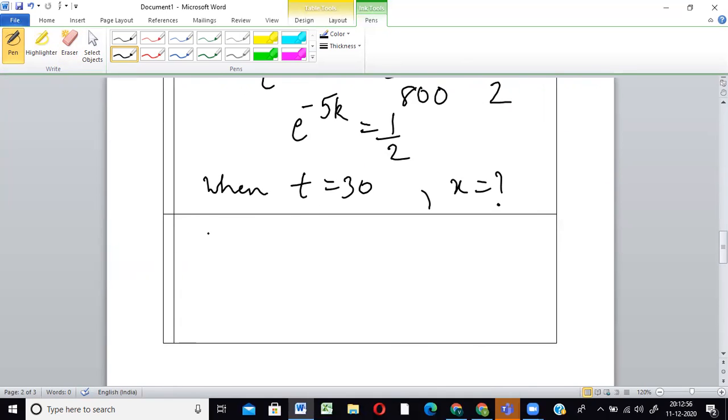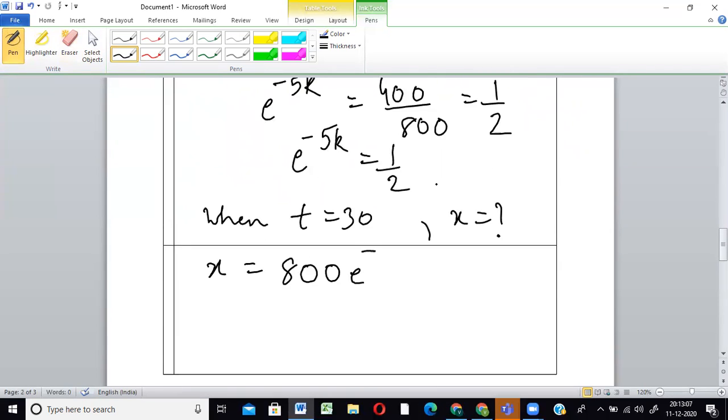We'll substitute everything. x is nothing but 800 into e raised to minus, what did we have? 30k, right? We have e raised to minus kt, correct? We're substituting that over here. Now we have to find out the value of x when t is equal to 30. We have substituted t as 30. x value we have to find out. But this thing is a problem. All the other values are known to us, but this k is actually creating a problem. We don't know the value of k, right?